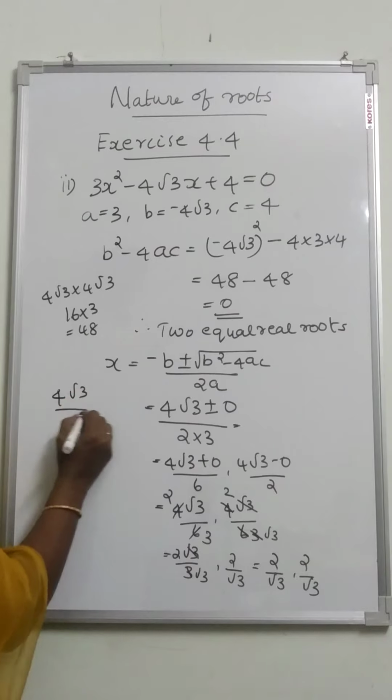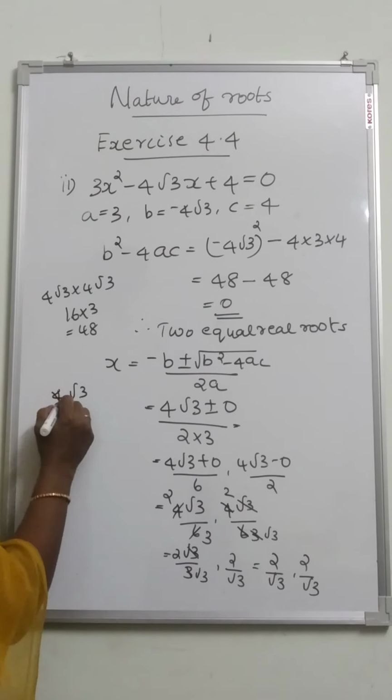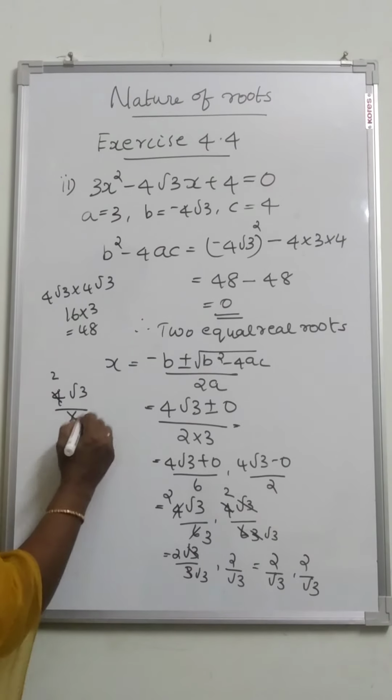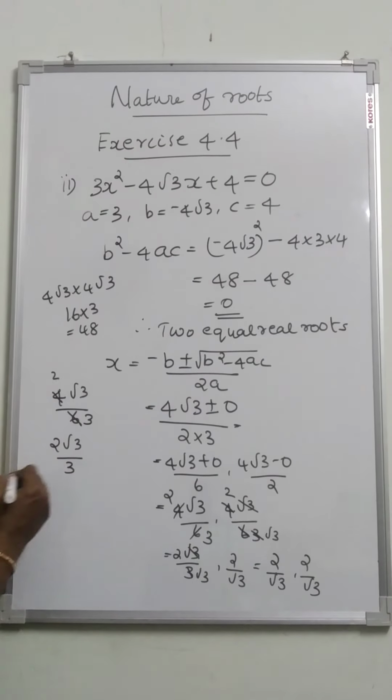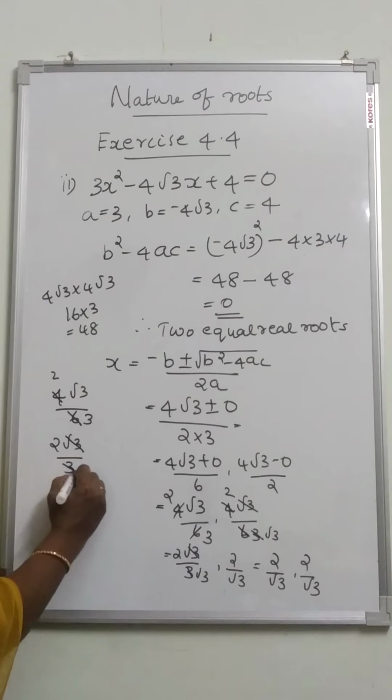4 root 3 by 6. That is 4 and 6 cancel. Here 2 and 3. That is 2 root 3 by 3. Then here root 3 and 3 cancelled.